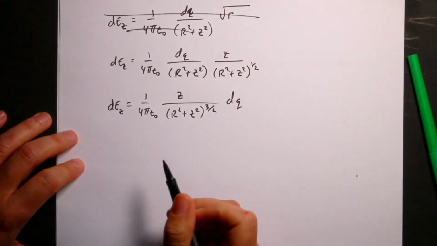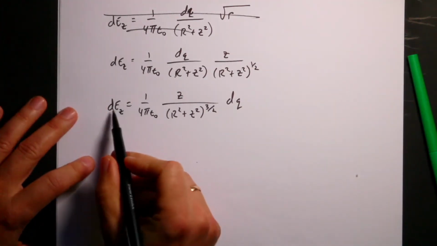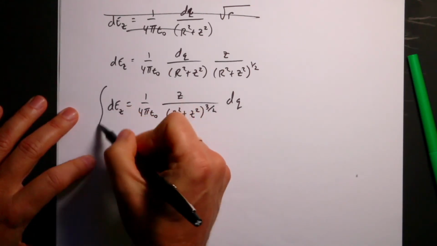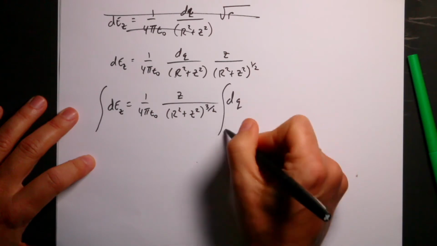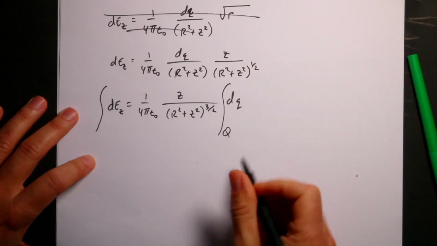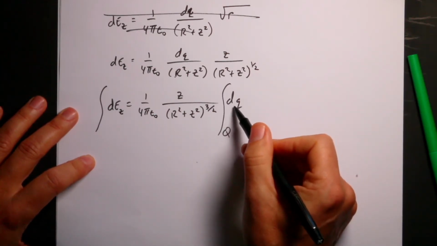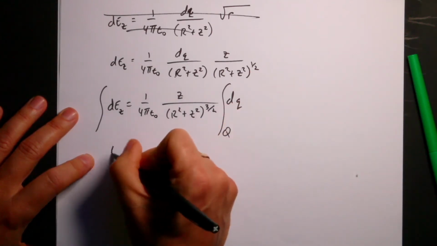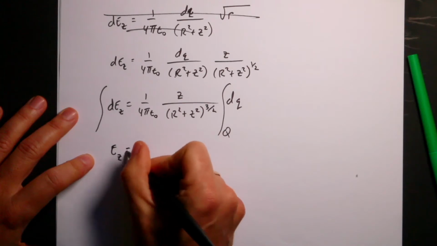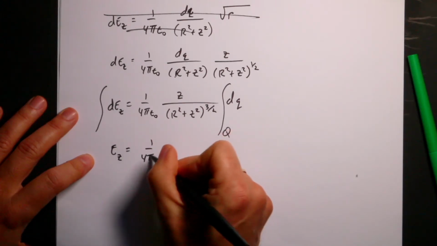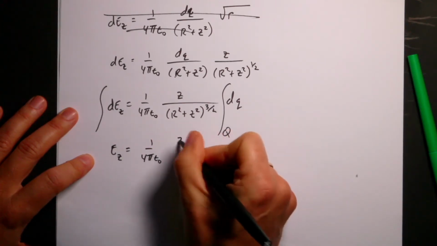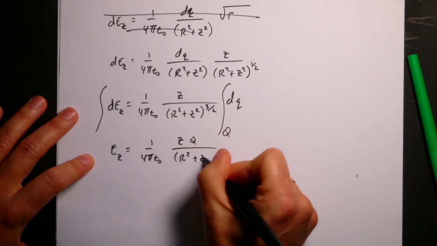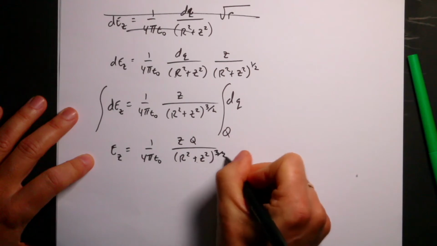Now I need to find the total electric field. That means I need to add up all the components of the electric field in the z direction. So that's an integration, and I need to integrate this over q. I need to add this up over all q. So if I add up all the little dq's over the ring, I just get q. So this is just going to mean that the electric field in the z direction is going to be 1 over 4 pi epsilon naught, zq over R squared plus z squared to the 3/2.